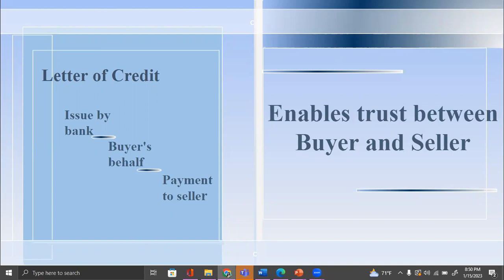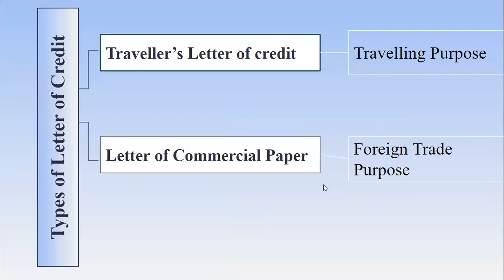So moving forward to the next slide. So here are two types of letter of credit. We can see the first one is traveler's letter of credit. So traveler's letter of credit is used for traveling purposes.